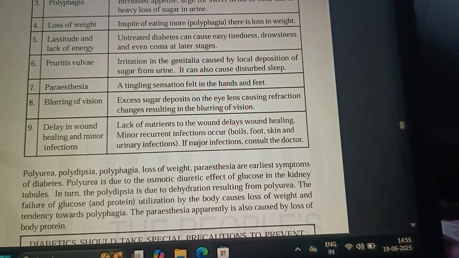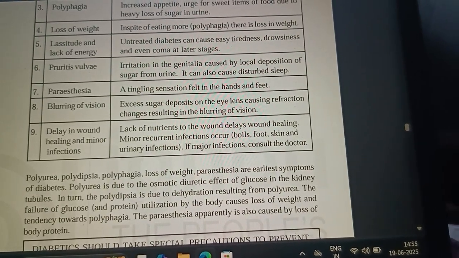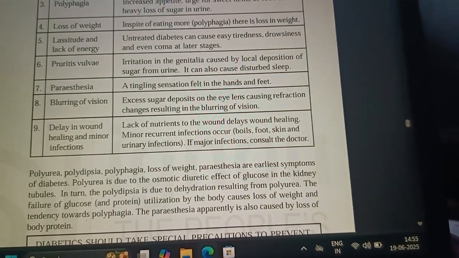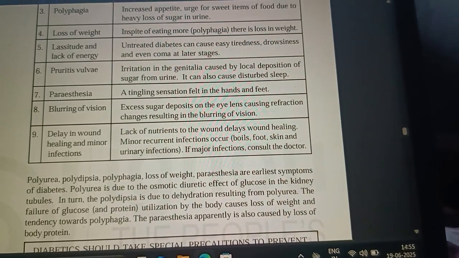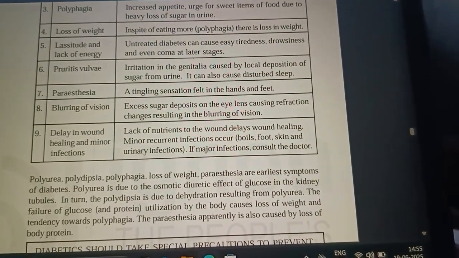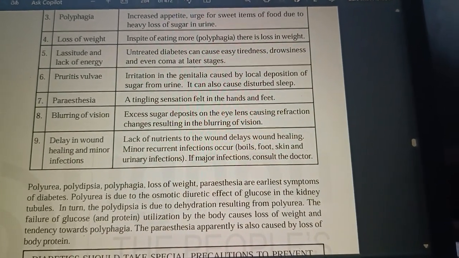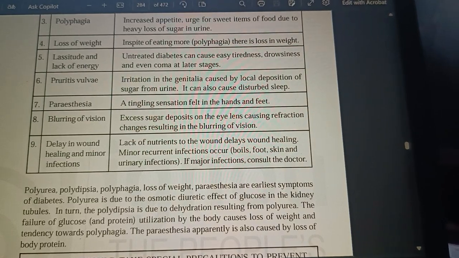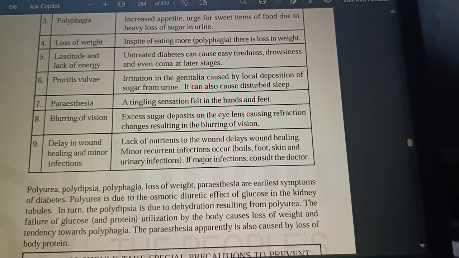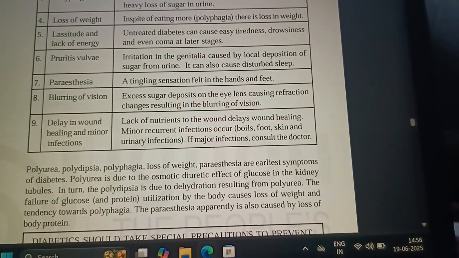As I said, the blood has sugar which is filtered by the kidneys and removed through urine. Sometimes it irritates the genitalia because of local deposition of sugar from urine there, resulting in irritation. Paresthesia, a tingling sensation felt in hands and feet. Blurred vision: excessive deposits in the eye lenses cause refraction changes, resulting in blurring of vision. We will learn about diabetic retinopathy and everything here.